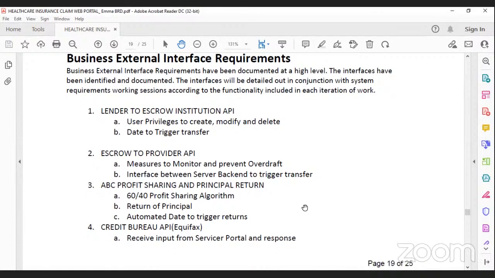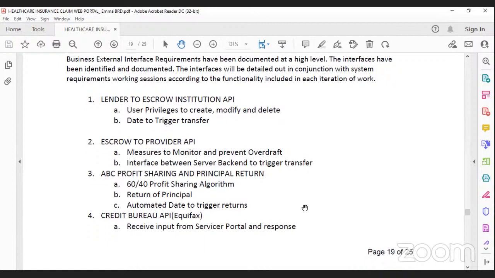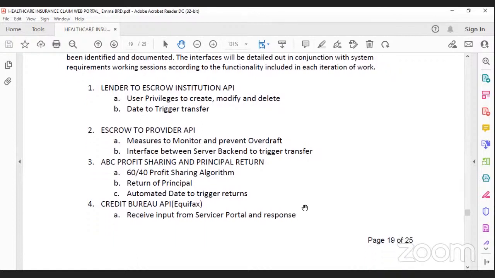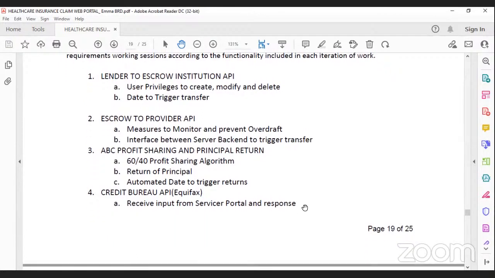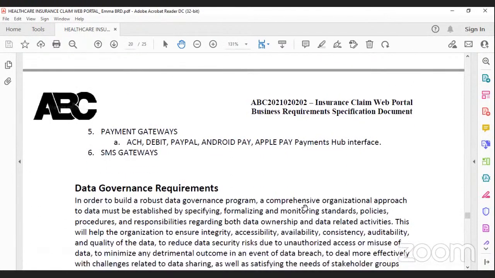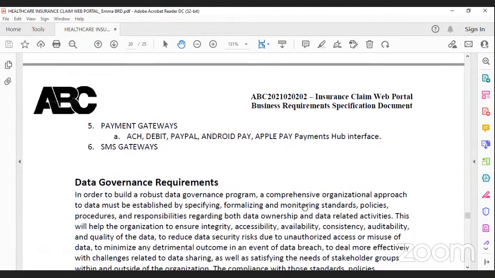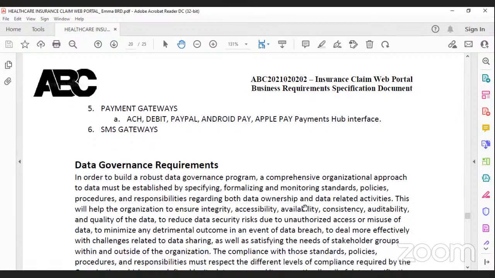Now, the first one is the lender to escrow institution API. So the lender to escrow institution. And here, I've mentioned some of these functionalities already, but the key interface here is lender to escrow, then escrow to the provider, to prevent overdraft and all that, and then initiate or trigger the transfer. And then the 60-40 API, we've said that also. So payment gateways, we are going to use ACH, debit, PayPal, Android, Apple Pay, and all that. And then SMS gateways to be established.